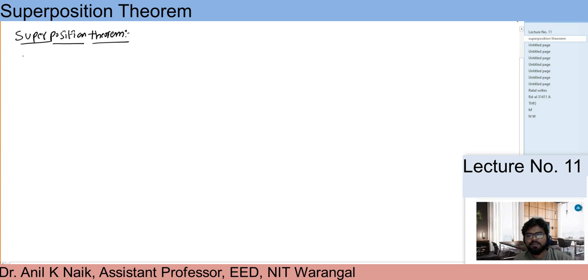So in this class today we are going to study the concept called the superposition theorem. This is also one kind of technique we are going to use to solve any electrical network. Before seeing how this superposition theorem can be applied to calculate the response in any branch by using this technique, we need to understand the statement of this superposition theorem.